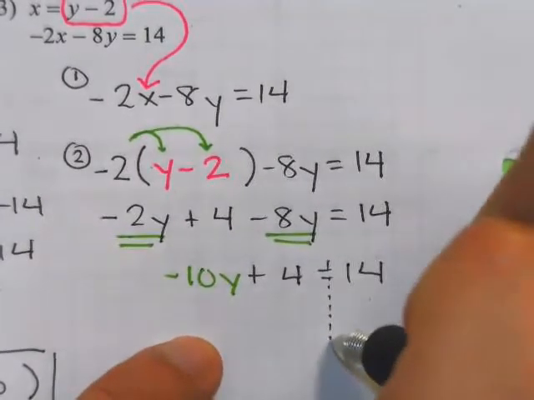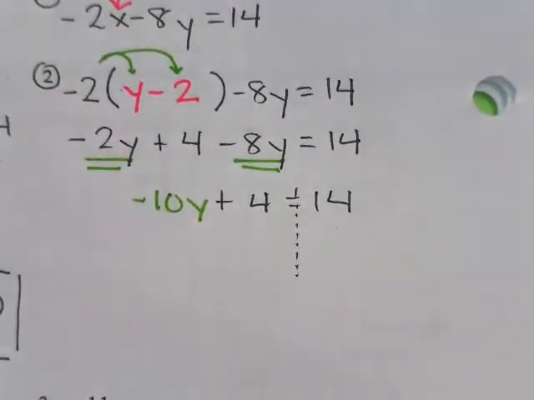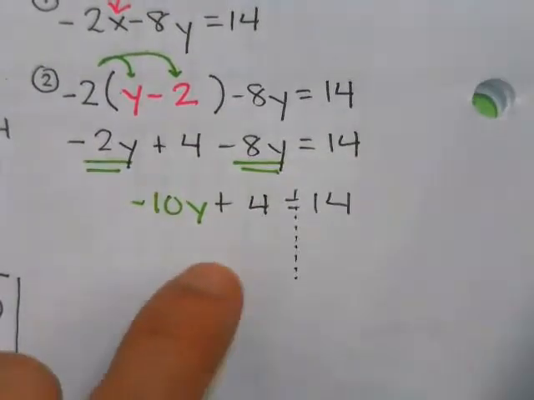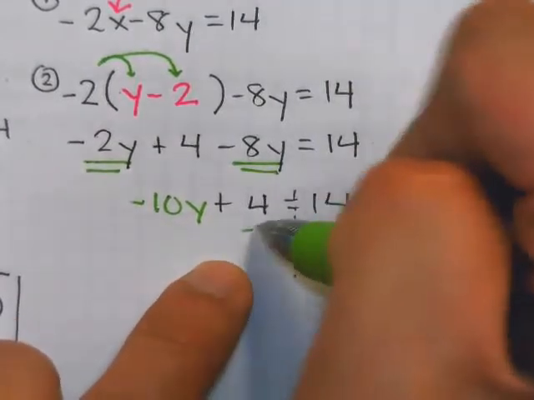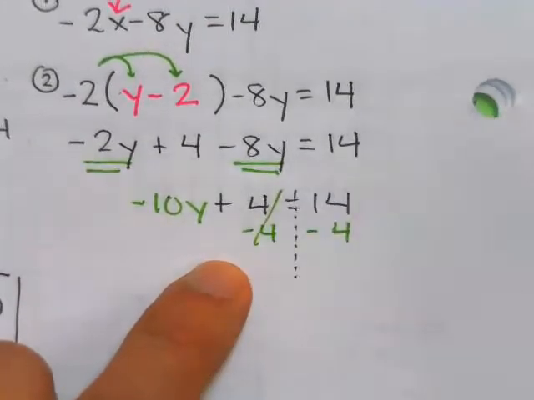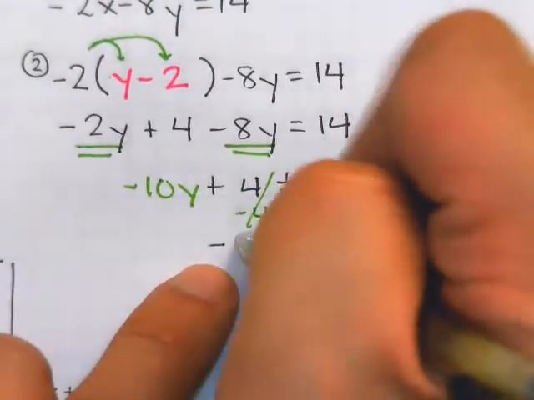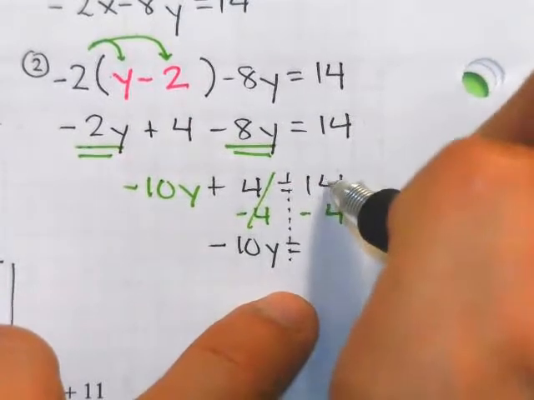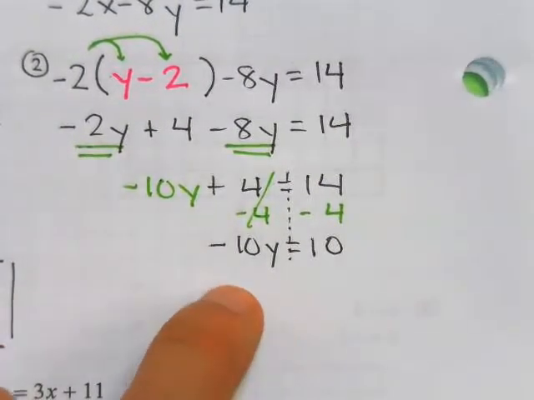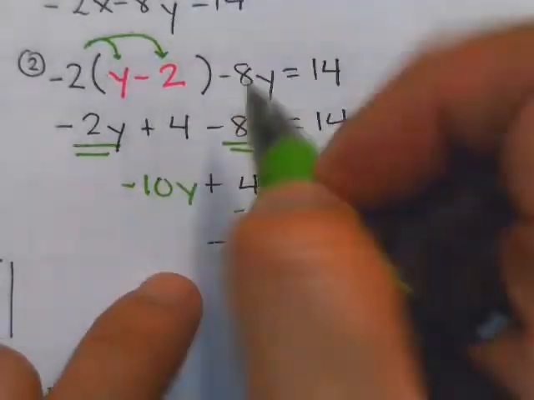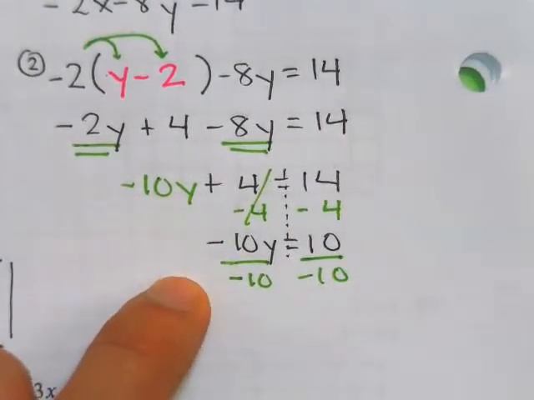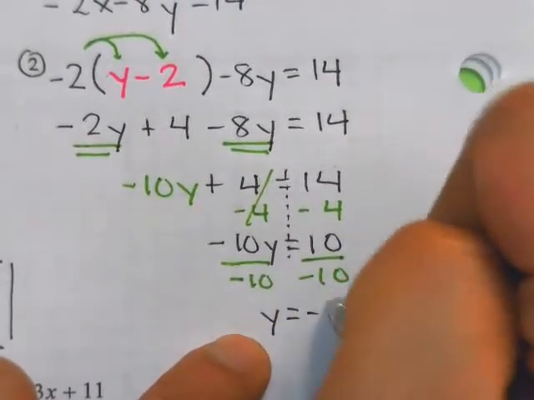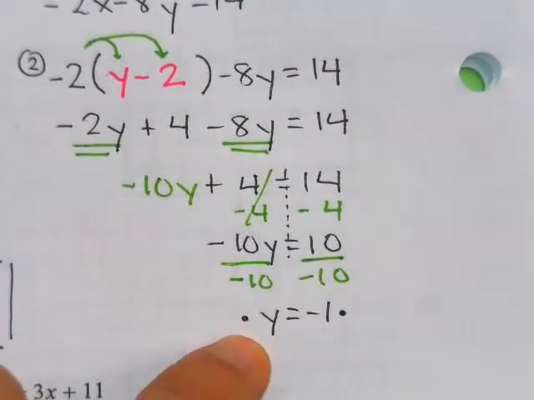Okay, now we can go ahead and do some transferring over here. Next step, please. Minus 4. Negative 10y is equal to, well, 14 minus 4 is 10. Last step for right now. Divide by negative 10, yes. Just be careful with that. Y is equal to negative 1, and we'll just take notice of this.